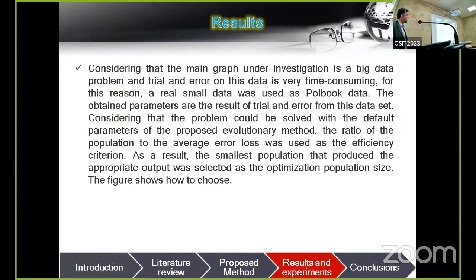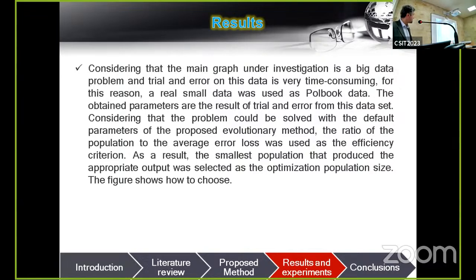Considering that the main graph under investigation is a big data problem, and trial and error on this data is very time-consuming, a real small data set, Polbooks, was used for this reason. The obtained parameters are the result of trial and error on this data set, considering that the problem could be solved with the default parameters of the proposed evolutionary method. The ratio of the population to the average error loss was used as the efficiency criterion. As a result, the smallest population that produced appropriate output was selected as the optimization population size.